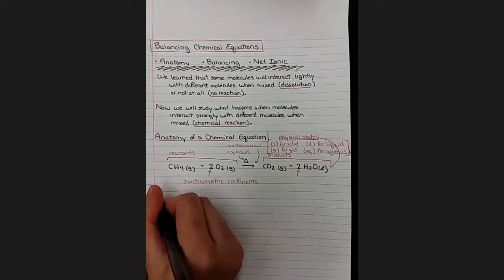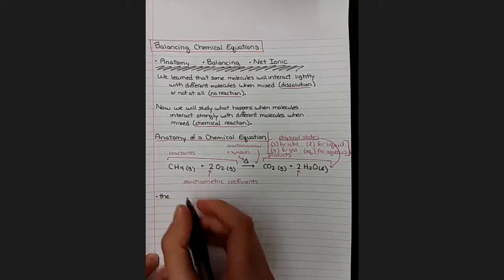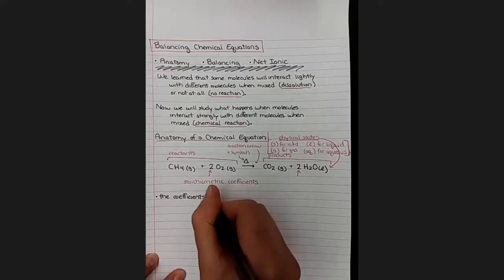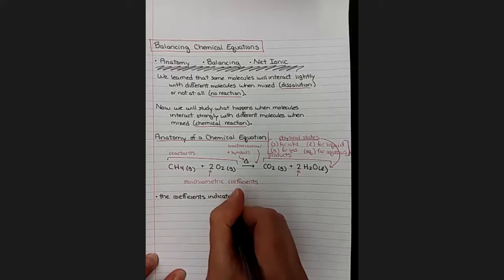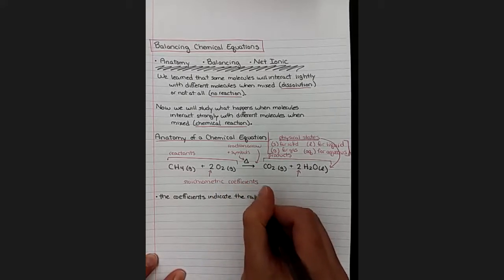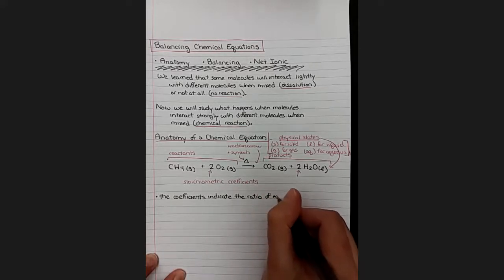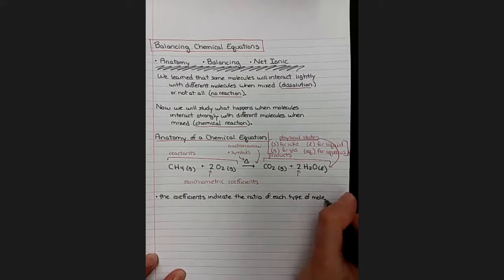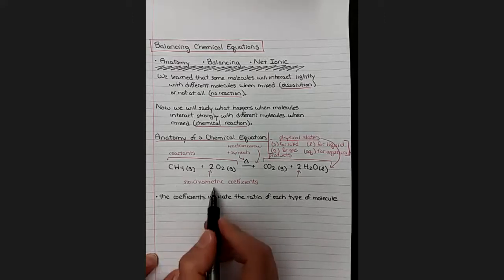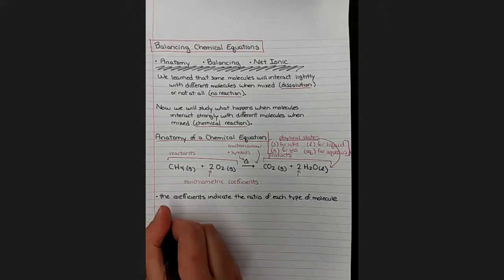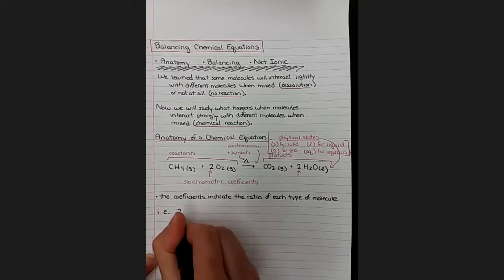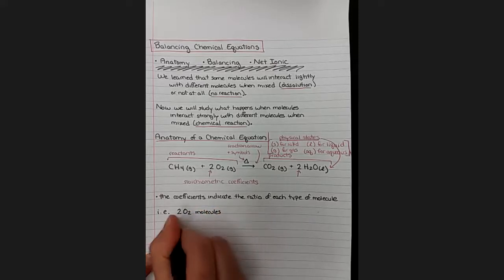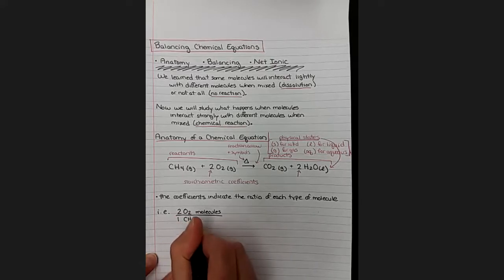And we're going to be talking about these coefficients a bit more later, but we'll introduce some of the significance now while we're here. The coefficients indicate the ratio of each type of molecule. That's why they're really important. That's what stoichiometry is all about. For example, there's a 2 in front of the oxygen and a 1 in front of the methane. So that means there's a ratio of 2 oxygen molecules for every 1 methane molecule.